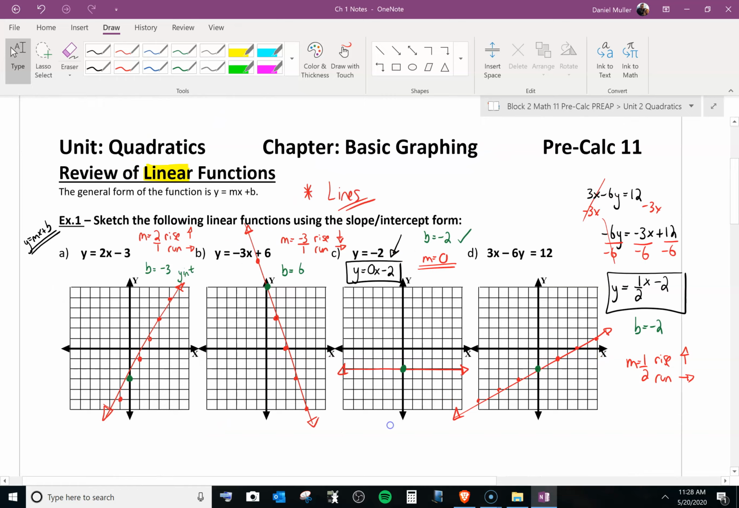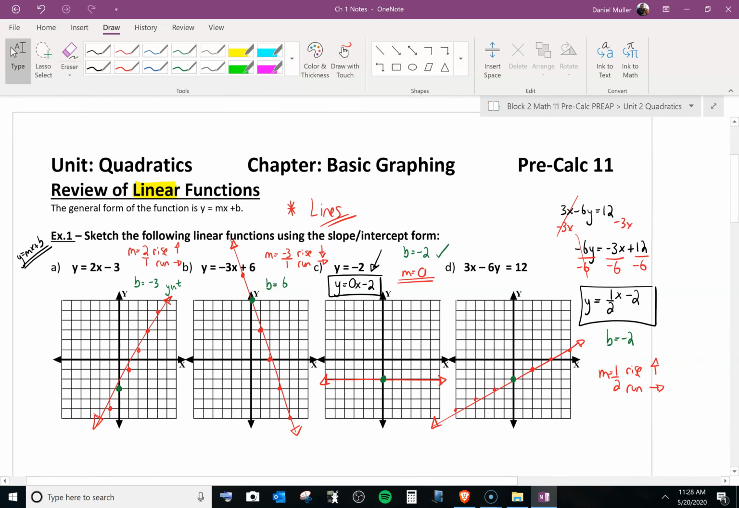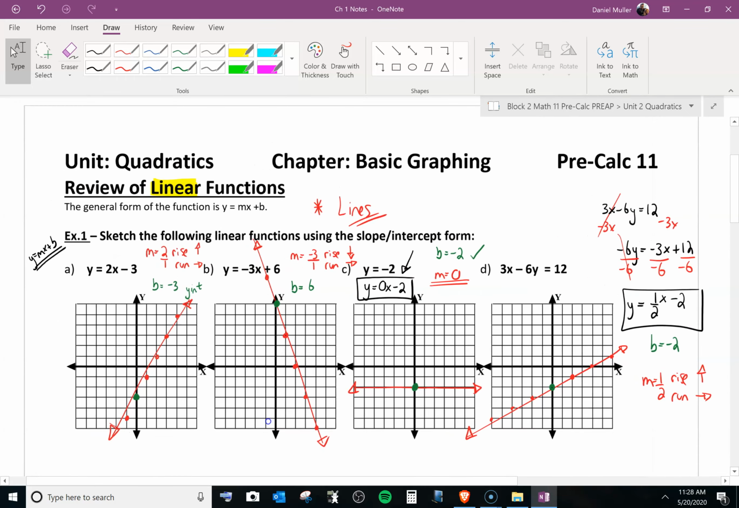So there we go. This is what we have. I'll zoom out here. There we go. And just a reminder, that's just us reviewing how to actually do graphs. We will get into graphing quadratics kind of after we learn a little bit more about them.